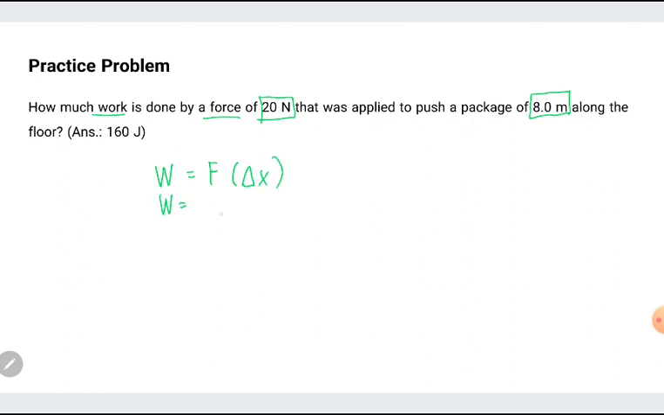Work is 20 newtons multiplied by 8 meters. Meters times newtons, that's joules. 20 times 8 is 160 joules. So the work done on the package is equal to 160 joules.